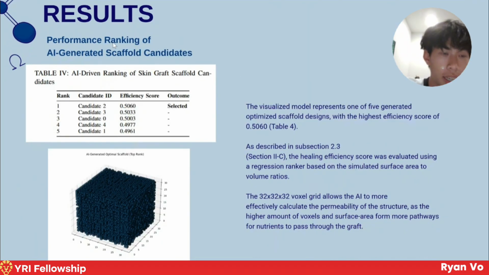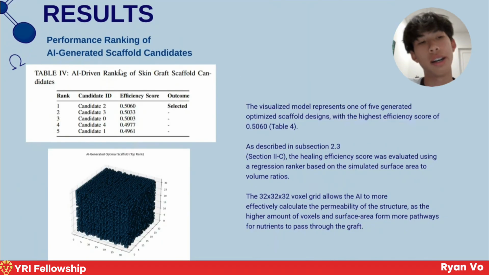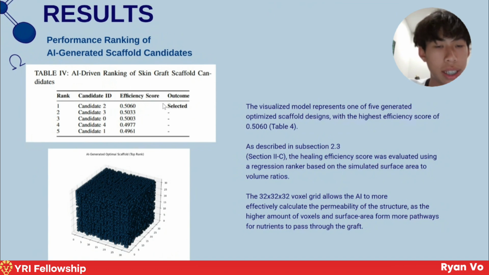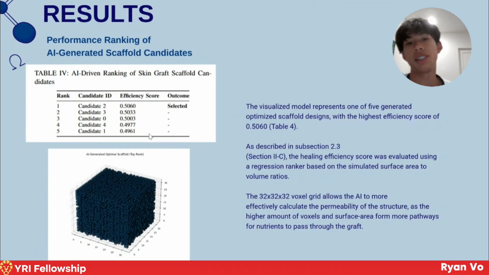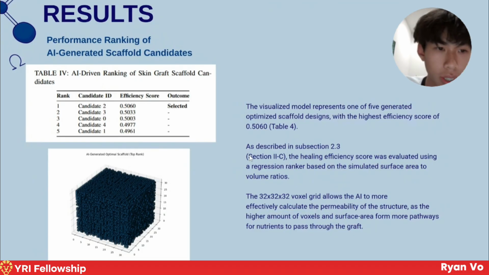And then lastly, here is a performance ranking of AI generated candidates. We can see here in table 4, this is an AI generated table with a ranking system. And we can see how candidate 2 was overall selected with an efficiency score of 0.5060. And then down here in figure 4, this is the visualization of candidate 2 with the efficiency score of 0.5060.